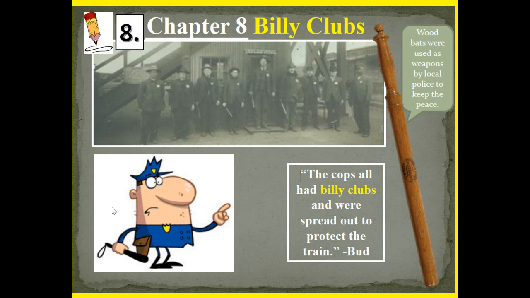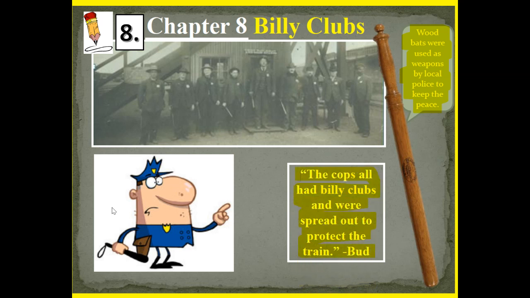All right, for number 8, chapter 8, billy clubs, B-I-L-L-Y, clubs, C-L-U-B-S. Billy clubs were wood bats that were used as weapons by local police to keep the peace. So there's some trained police right there, and they have their billy clubs or their wood bats.